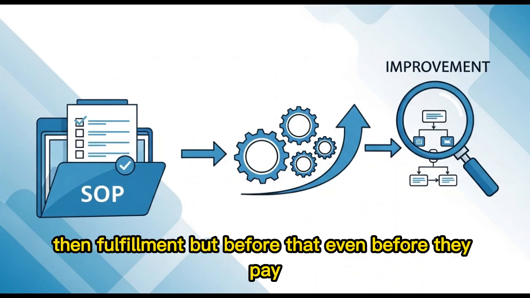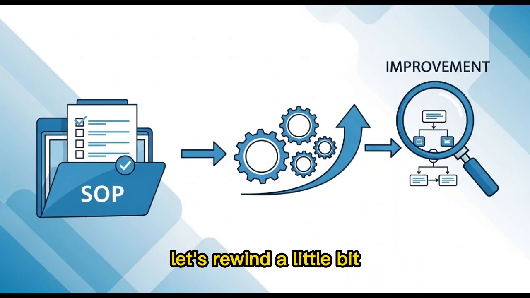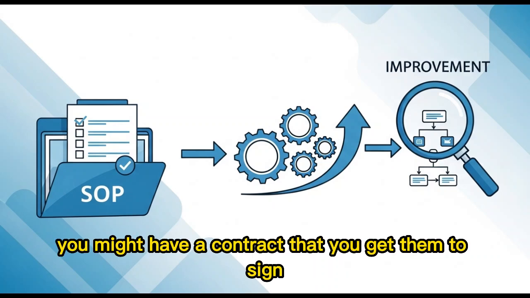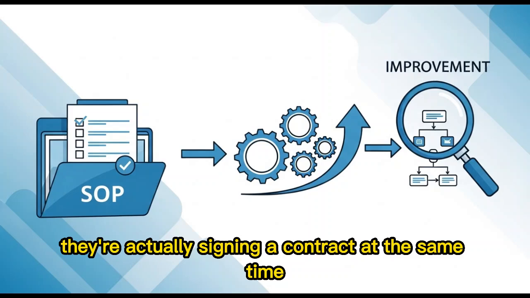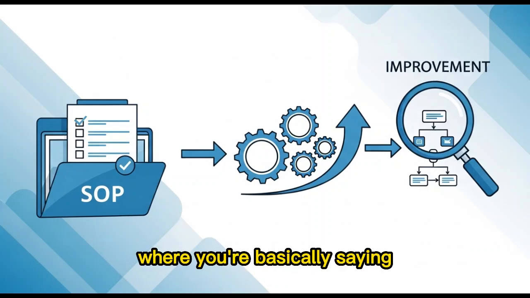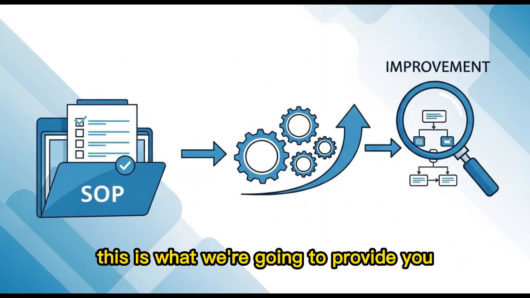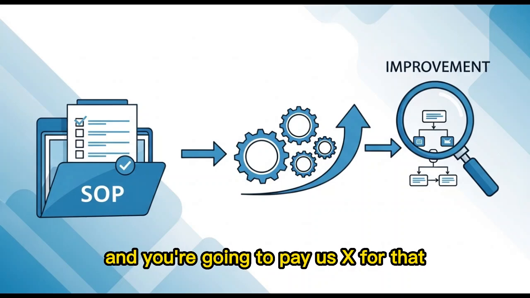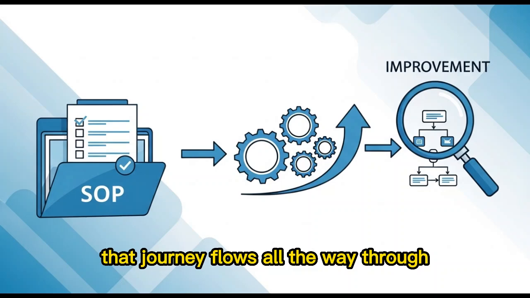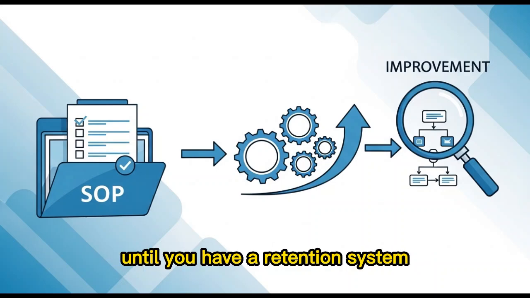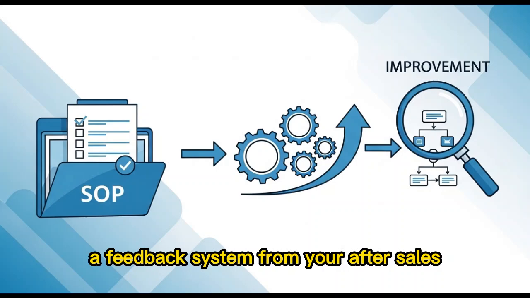But before that, even before they pay, let's rewind a little bit, because actually you might have a contract that you get them to sign, and that's your legal system, so that when they're paying they're actually signing a contract at the same time where you're basically saying this is what we're going to provide you and you're going to pay us X for that. So you begin to see now how that journey flows all the way through until you have a retention system, a feedback system from your after sales.